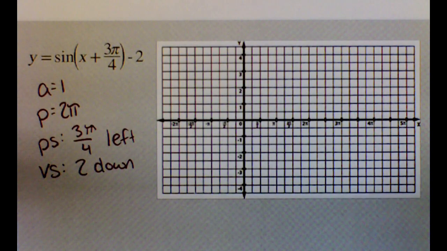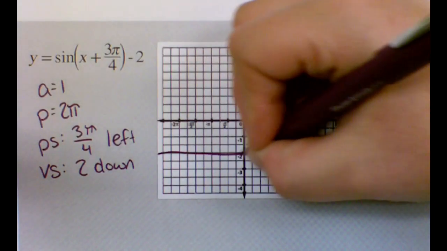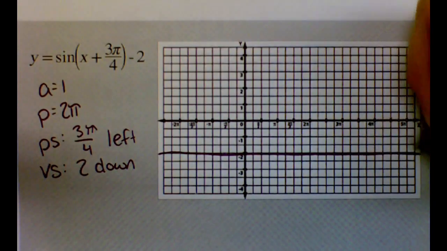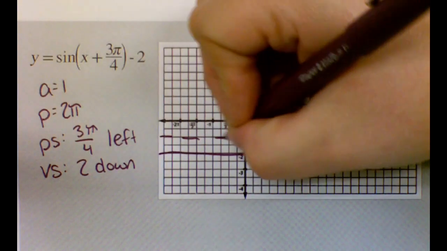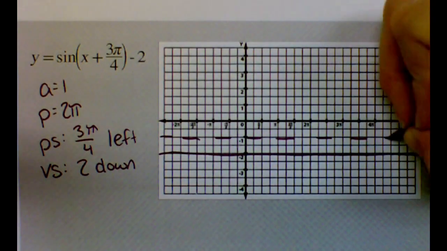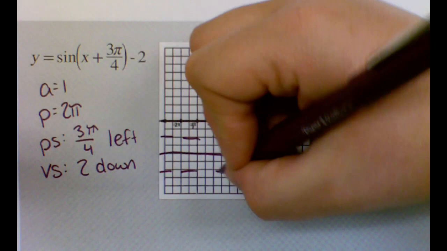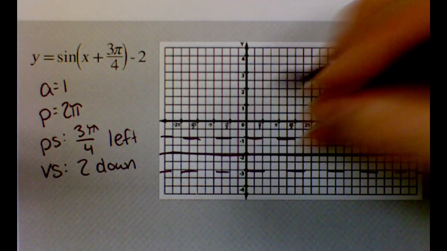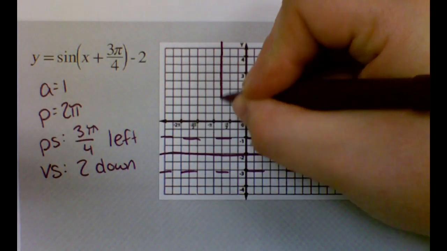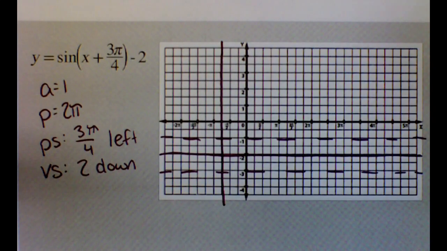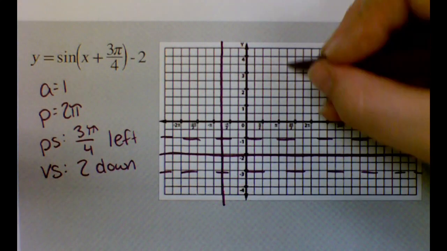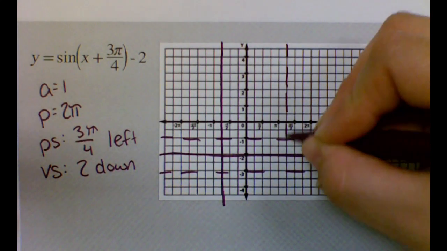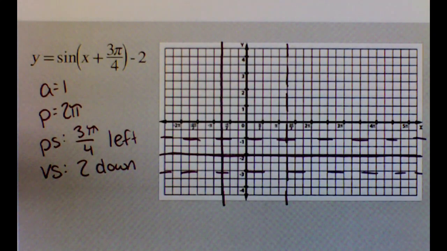I like to start with my vertical shift. Make my new x-axis at negative 2. Amplitude is 1, so give myself some dotted lines so I know where to stay. 1 up, 1 down. 3 pi over 4 to the left, so my y-axis is actually moving right there. And my period is 2 pi, which means 2 pi away. My first period ends right there.